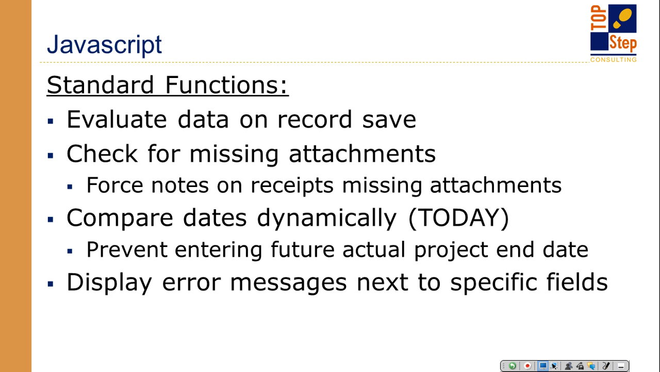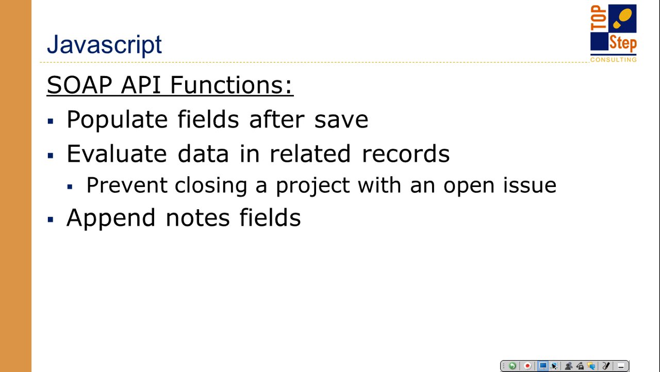So you have more flexibility in how those errors are displayed. All right. Besides those, there are SOAP API functions. If you don't know what SOAP is, think of it as web services. So this is something that has to use the OpenAir API in order to work. Now, this is a new feature as of the last release, I believe, which is late 2013.